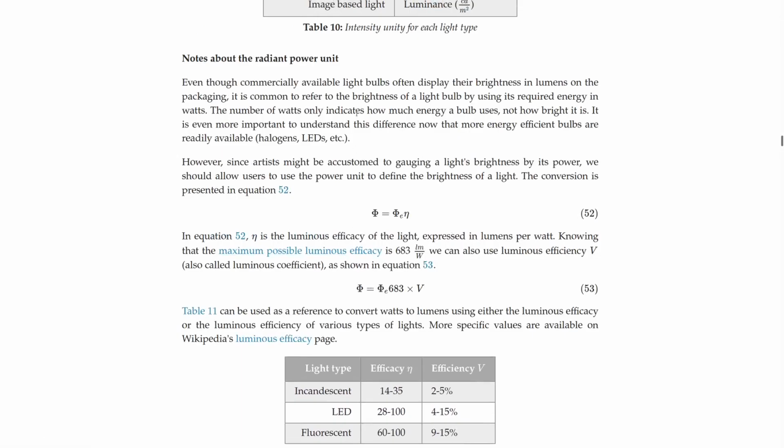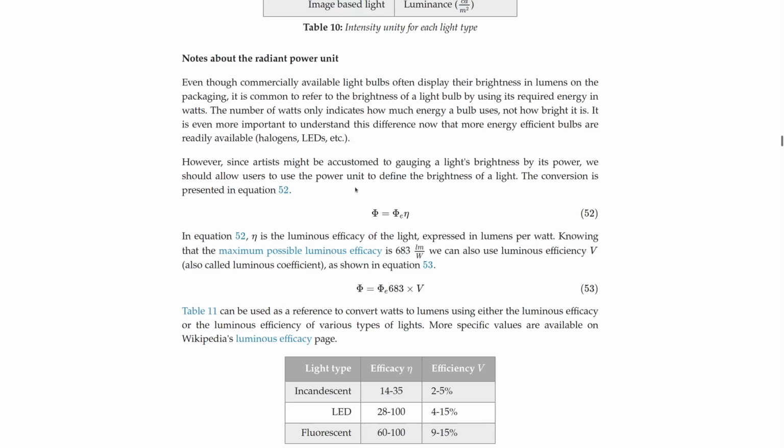So even though commercially available light bulbs often display their brightness in lumens, it's common to refer to the brightness of a light bulb using its required energy in watts. This number of watts only indicates how much energy a light bulb uses, not how bright it is. It's even more important to understand this difference now that more energy efficient bulbs are readily available. So understanding the efficiency of the power in versus power out.